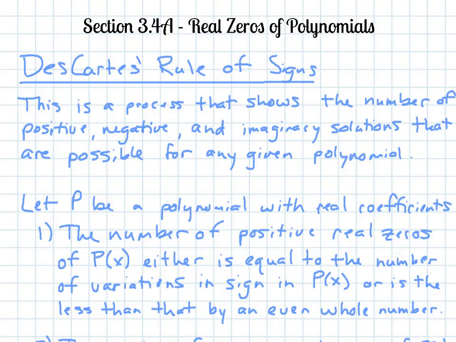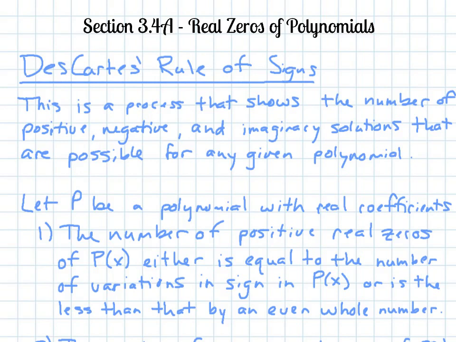Today's lesson, section 3.4a, we're talking about real zeros of polynomials. Specifically, we're going to talk about Descartes' rule of signs, which is a tool that we use along with the rational zero theorem to help us identify what zeros are going to happen for any given polynomial. Okay, so this is just a tool.